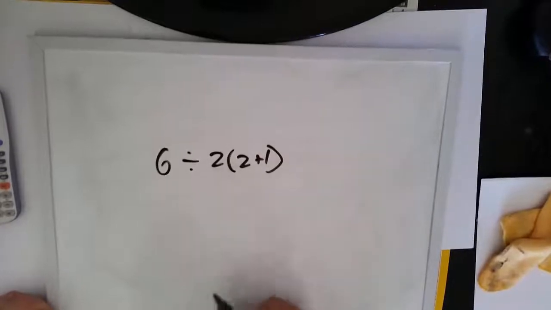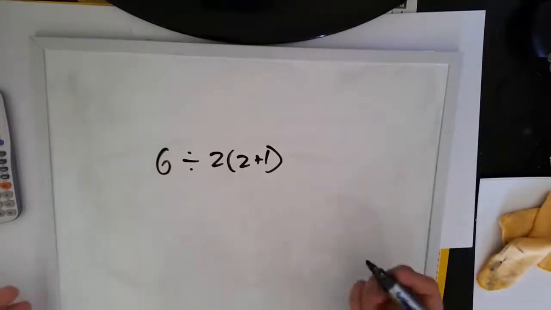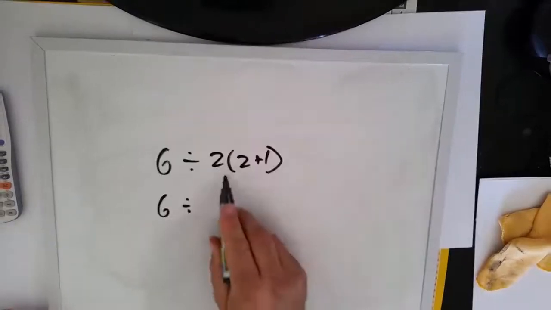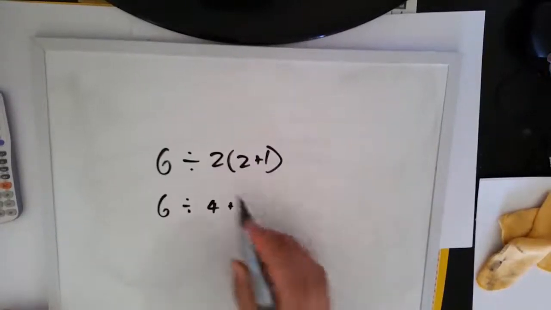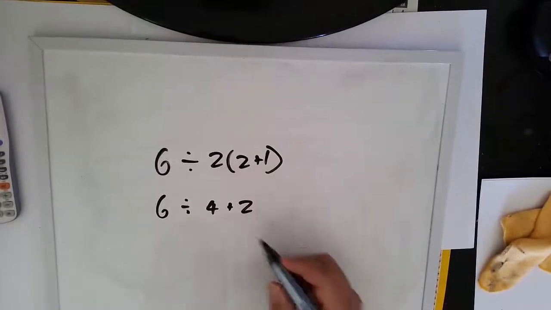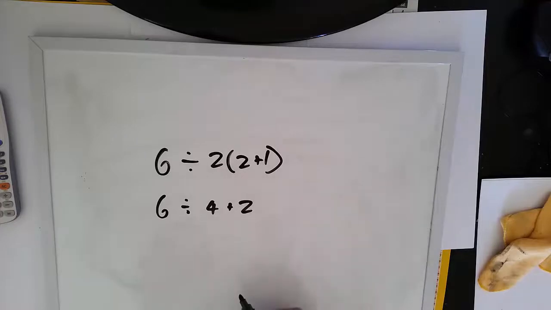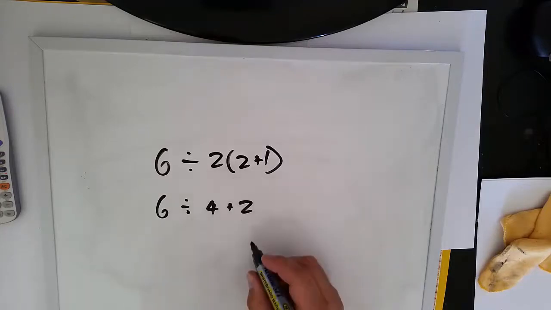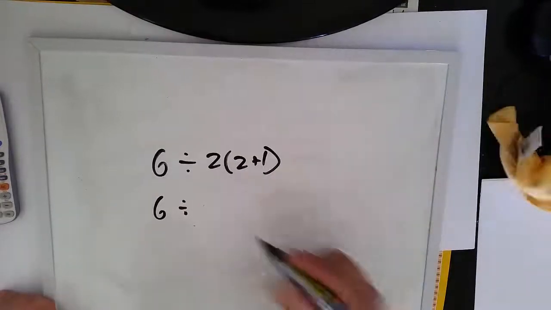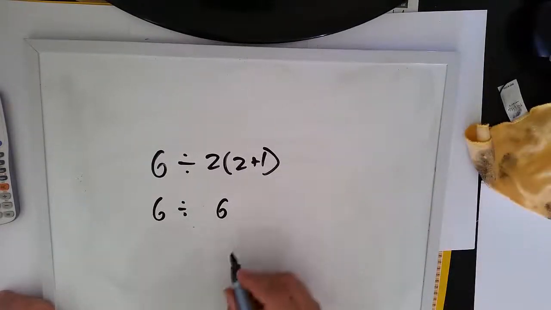Okay, so let's try this again, shall we? We're going to do it again. 6 divided by 2 bracket 2 plus 1. Now we have to work out this whole entire bracket first before we can divide 6 by it. So that becomes 4 plus 2, expanded. Now we have to simplify that before we divide 6 by it. So that then becomes 6. So 6 divided by 6 equals 1.